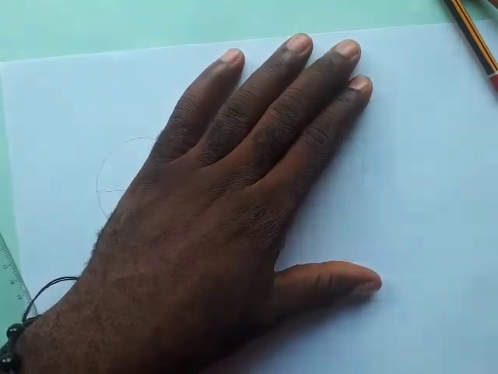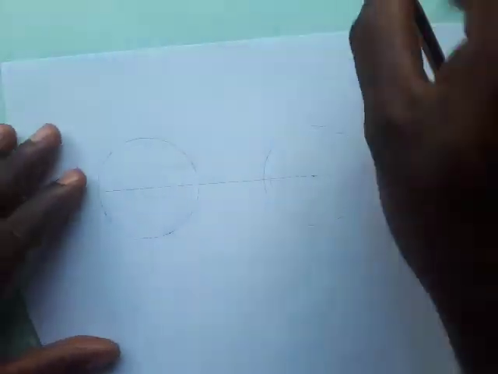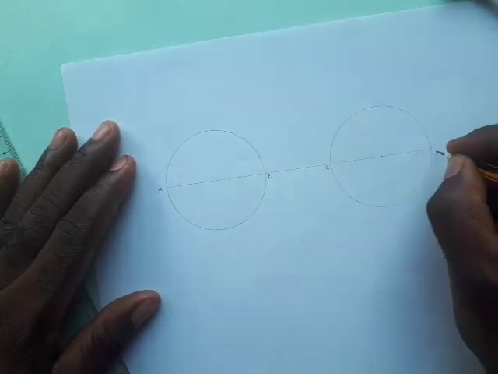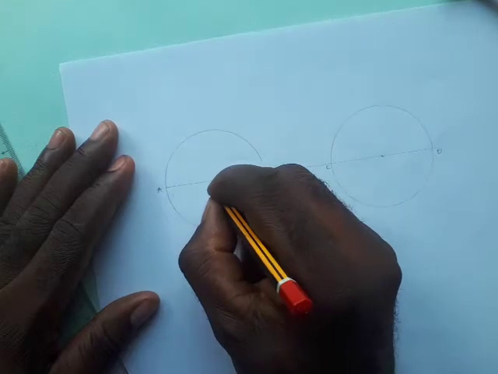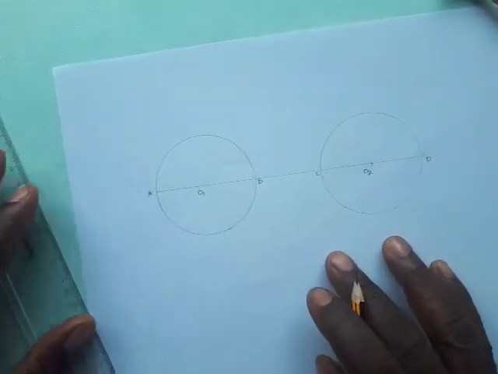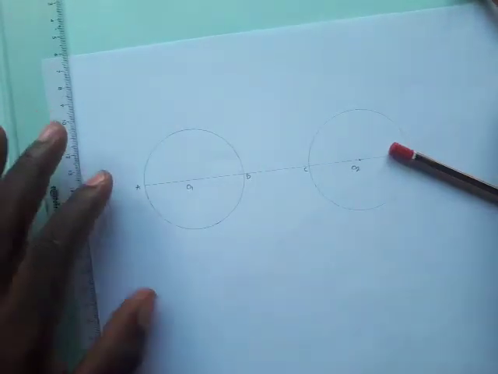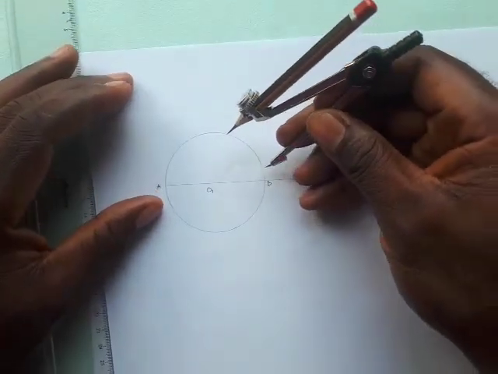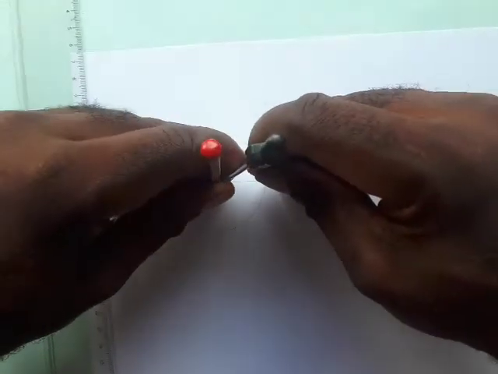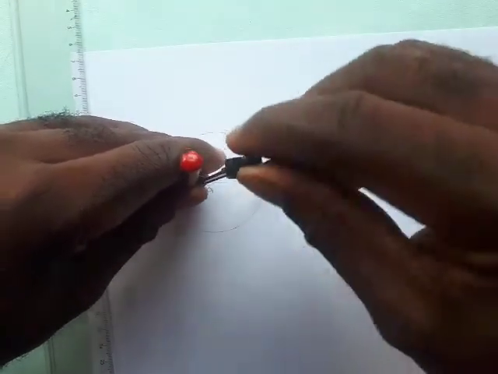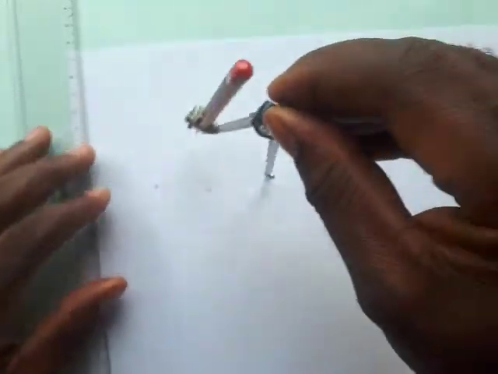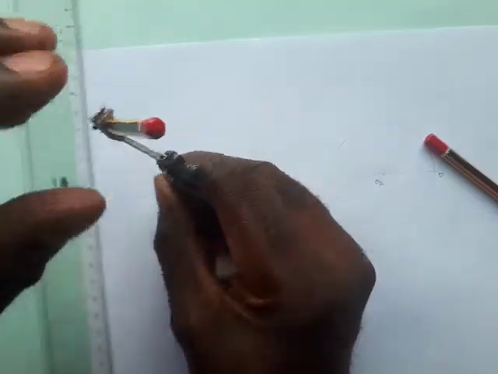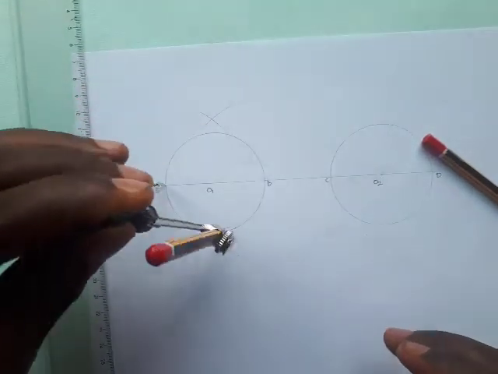So how do I draw an external tangent to these two circles? Very simple. Label here A, label here B, C, and D. We'll call this center O1, and this center O2. Now bisect line AB, and you know how to do that. Needle on B, stretch more than half of line AB, and draw an arc on the top and on the bottom. Then needle on A, and cut this arc and this arc.